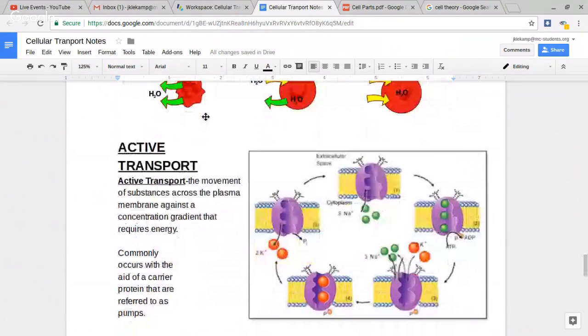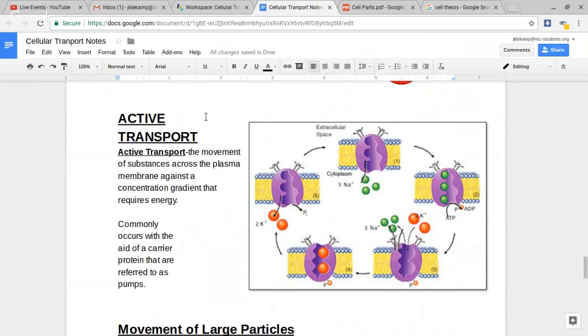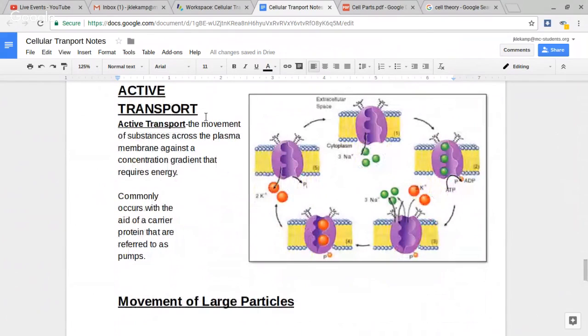So those are the three that we talk about when we talk about passive transport. Remember, passive transport goes from an area of high concentration to an area of low concentration, saying that we are going to go with the concentration gradient, and then it requires no extra energy. Then we move into active transport. Active transport is the movement of substances across a plasma membrane against the concentration gradient, and it does require energy. So really, active transport is just the opposite of passive.